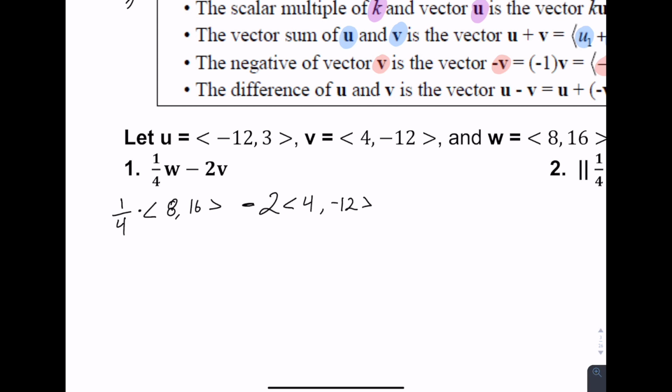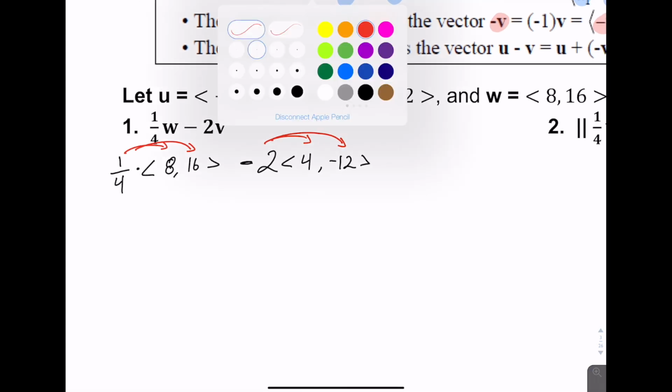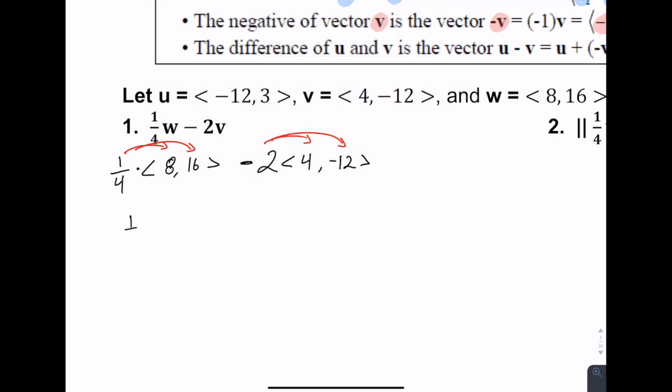All right. Now, like we talked about before, and I'll do it in red, this 1/4 does a distributive property. It's all the same math you already know how to do. So, and the negative 2 does a distributive property. So this would become, let's see, 1/4 times 8, that would be 2, comma, and then 1/4 times 16, 4. Now, the only difference, this is very important, the only difference is when you distribute this negative in there, this becomes a positive because you're adding vectors. So this would be negative 8, comma, positive 24.